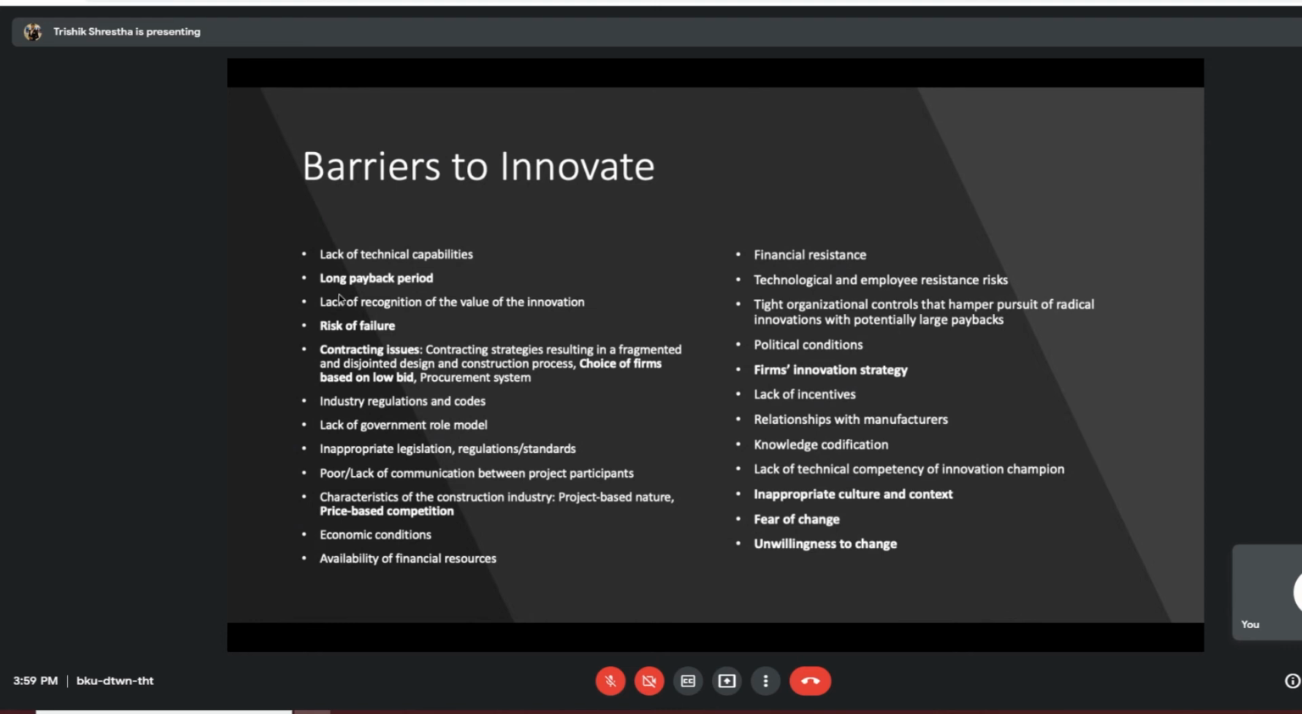And the next ones are lack of incentives, relationships with managers, knowledge codification, lack of technical competency, and then inappropriate culture and context, fear of change, and unwillingness to change. These three things will be discussed at the end of our guest lecture when we discuss the difference between cultures of different societies or different countries.